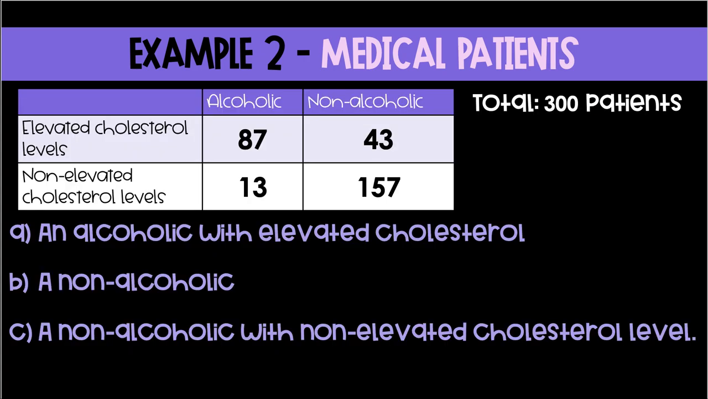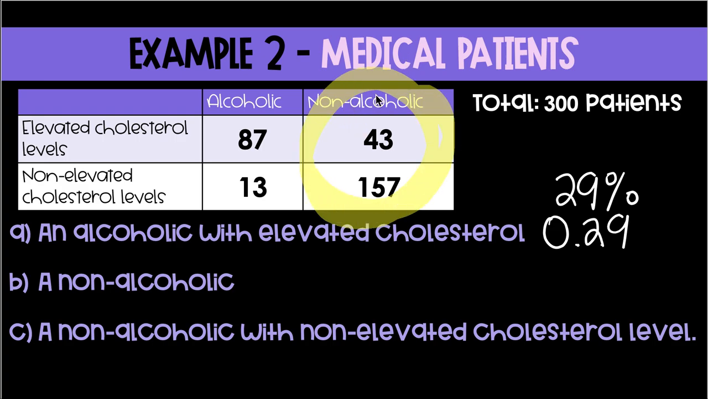Let's find our probabilities. The probability that, when selecting at random, we get an alcoholic patient with elevated cholesterol levels is 87 out of 300, which is our total number of patients. What I want divided by what I can get. It looks like we have 0.29 or 29% probability of getting a patient that is an alcoholic with an elevated cholesterol level.